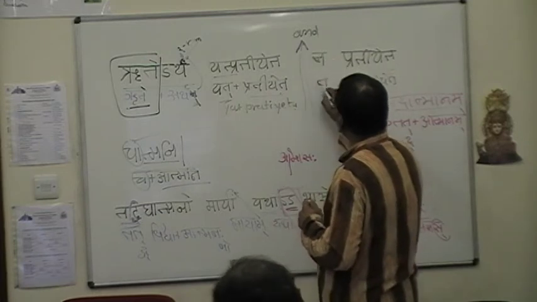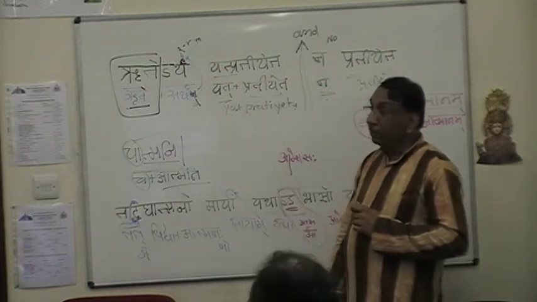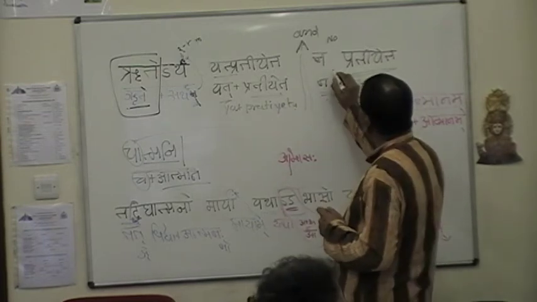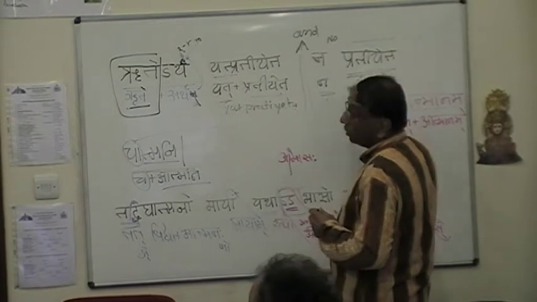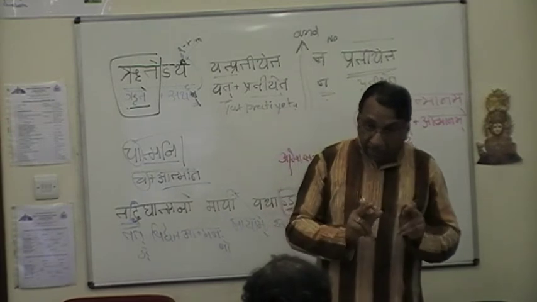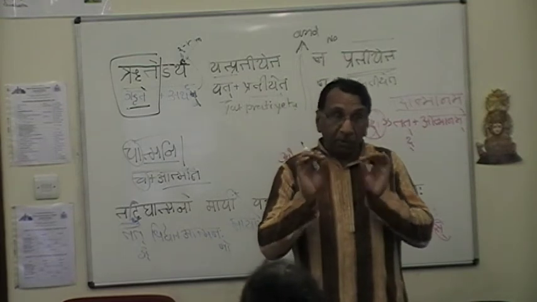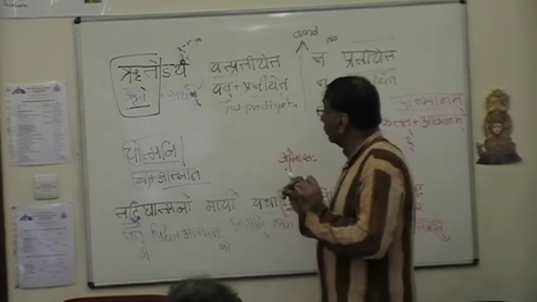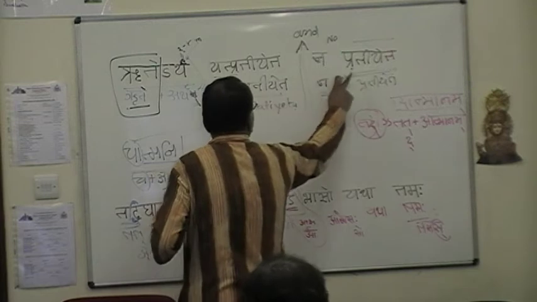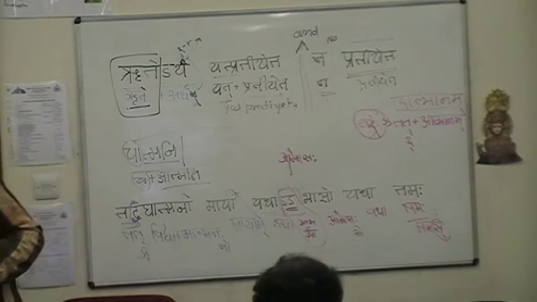Na is negative. Na means no. Na pratiyeta. Na is no. I will give the meaning of pratiyeta. You also got a printout. It explains everything, so I'm not giving a lot of time for explaining everything. Can anybody read out what the meaning of pratiyeta is? You got the printout there.